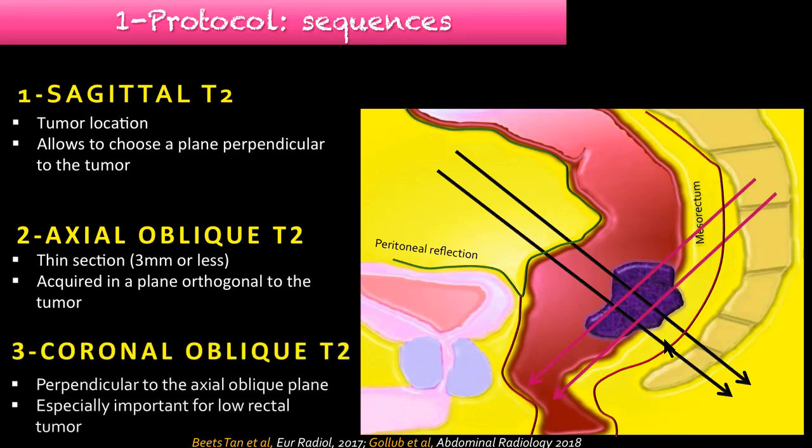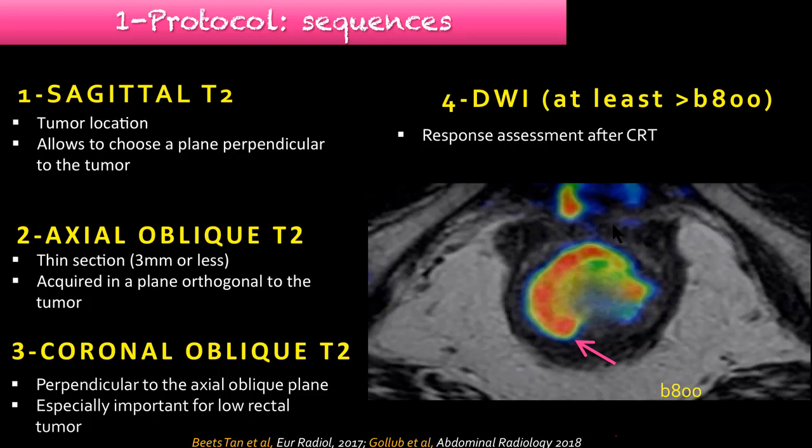Then you have the coronal oblique sequence, which is really important, especially in a low-lying tumor, because you want to assess the sphincter involvement. And then the diffusion sequence, mainly for post-treatment assessment.